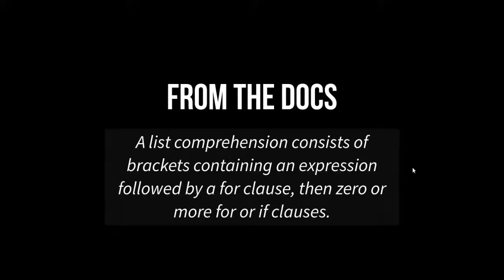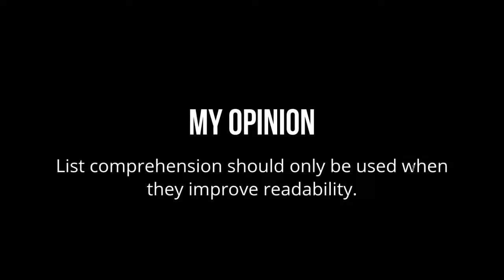So once again, I'll just beat it into your head. In case you couldn't figure it out or were having trouble, this is the best definition: list comprehension consists of brackets containing an expression followed by a for clause and then zero or more for or if clauses. So in my opinion, hopefully you got the gist of it. List comprehensions should only be used when they improve readability. Code golf is cute, but has no place in any code that needs to be maintained.